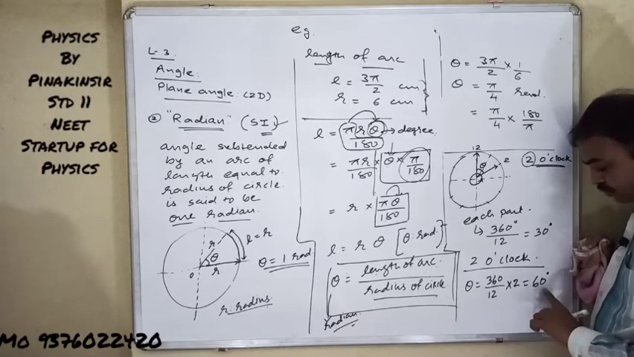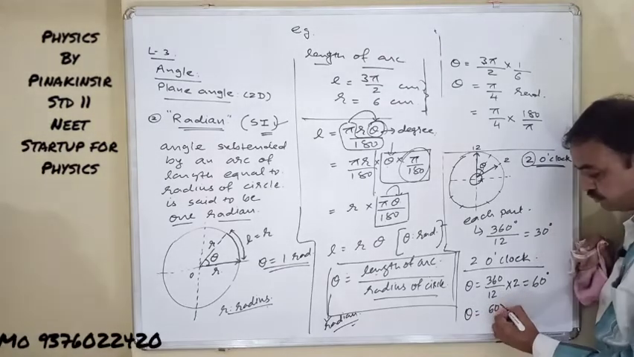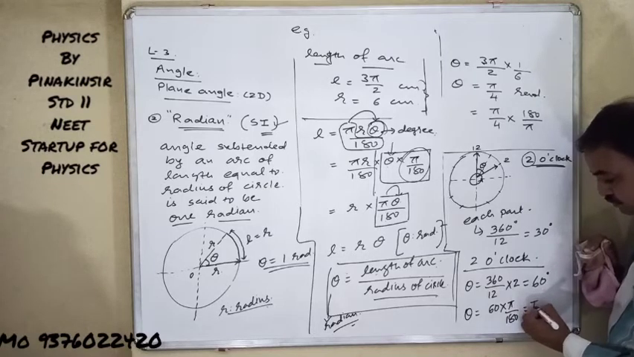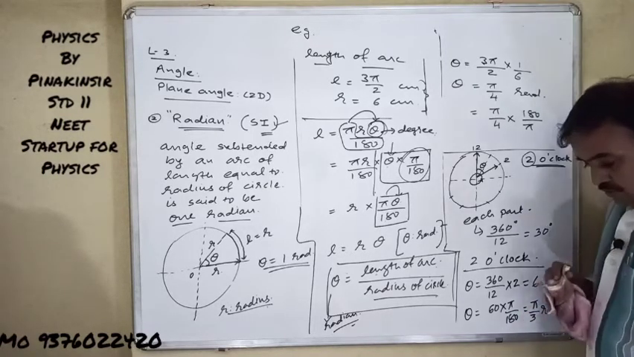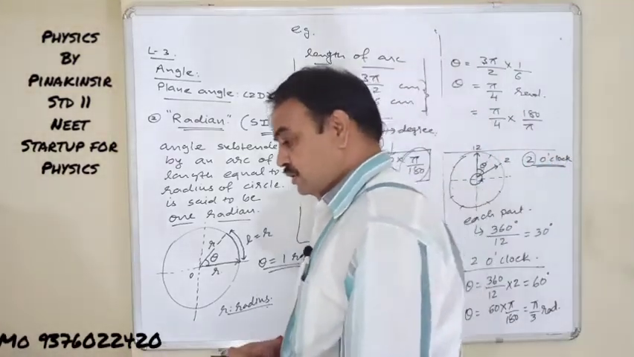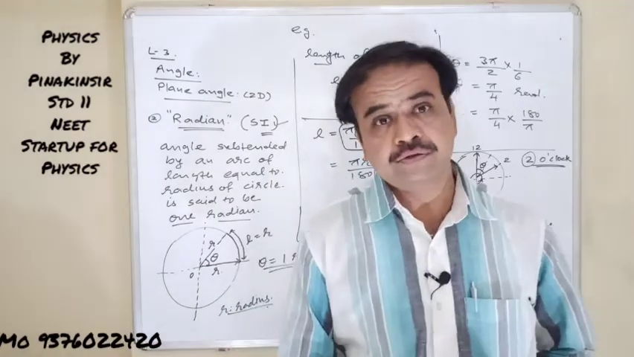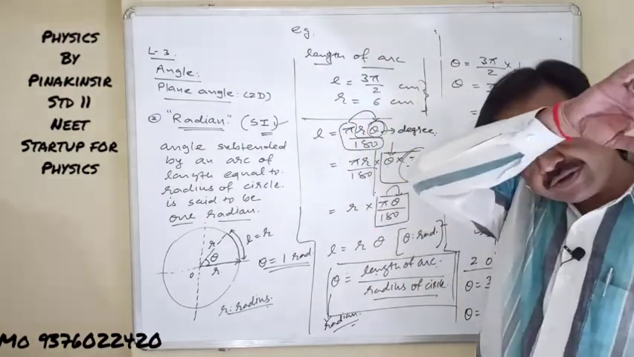Otherwise, if you want to calculate in radians, you just multiply it with pi by 180, which gives you pi by 3 radian. Okay, that much information is necessary for angle, and I think you are very much satisfied with this explanation.